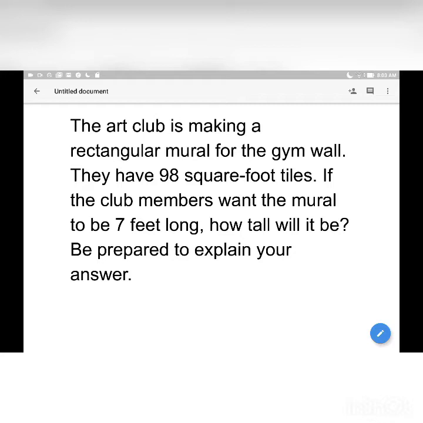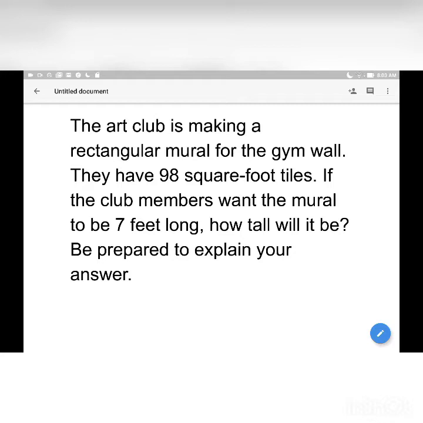So let's get started. The art club is making a rectangular mural for the gym wall. They have 98 square foot tiles. If the club members want the mural to be 7 feet long, how tall will it be? Be prepared to explain your answer.